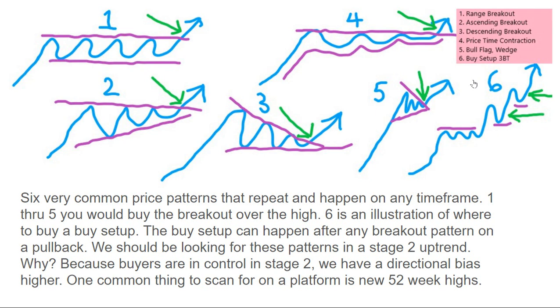This is another new, I guess, diagram I made. These are 6 very common price patterns that repeat and happen on any time frame. 1 through 5, you would buy the breakout over the high. 6 is an illustration of where to buy a buy setup with a 3-bar turn. The buy setup can happen after any breakout pattern on a pullback.